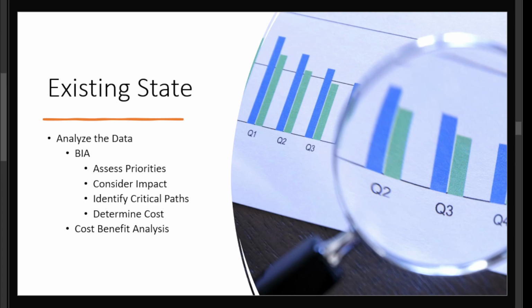A proper analysis should consider the effect, the impact, or harm or loss that each asset might mean to the organization overall. It's important to identify critical paths and single points of failure in a business impact analysis. And determining cost is one of the most important portions as well.